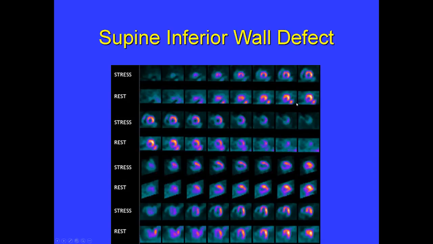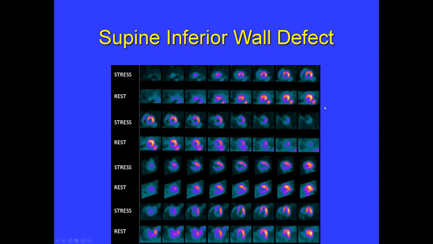So in this situation is a patient that looks like they have a fixed inferior wall defect and potentially even slightly more prominent in the inferior wall at stress view. So you might think that this may be an infarct or potentially infarct and ischemia. But this patient was imaged supine, as ordinarily done.